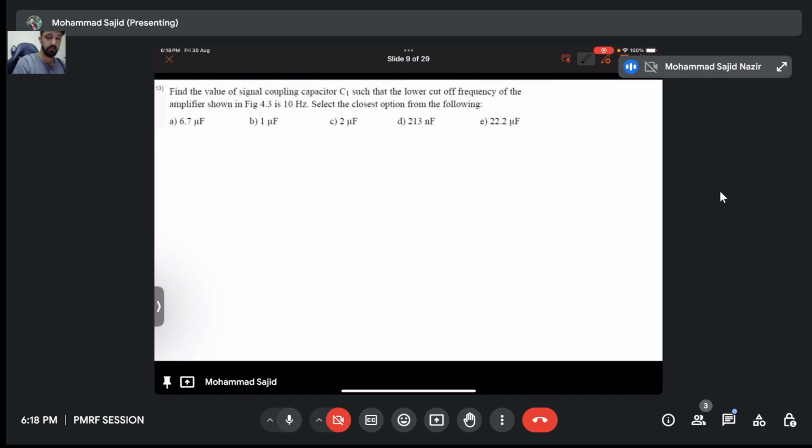Okay, so we have done this type of question as well. Find the value of signal coupling capacitor C1. We need to find the value of C1 such that the lower cutoff frequency of the amplifier is 10 Hertz. So the lower cutoff frequency FLC is 10 Hertz. Let me just draw the equivalent circuit. This is your equivalent circuit. And I told you that the lower cutoff frequency is given by your input capacitor.